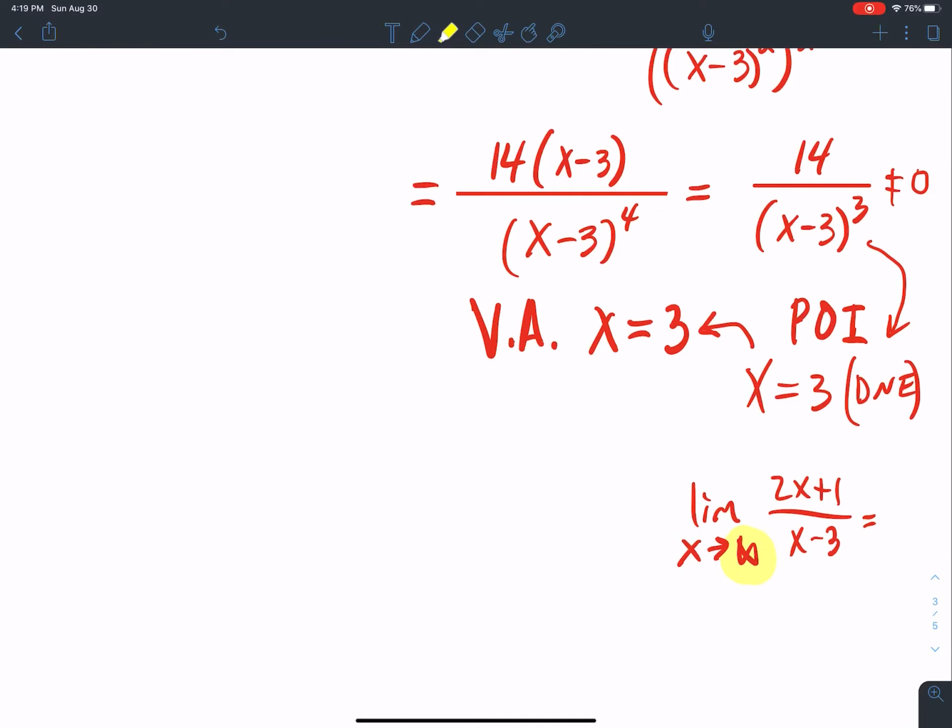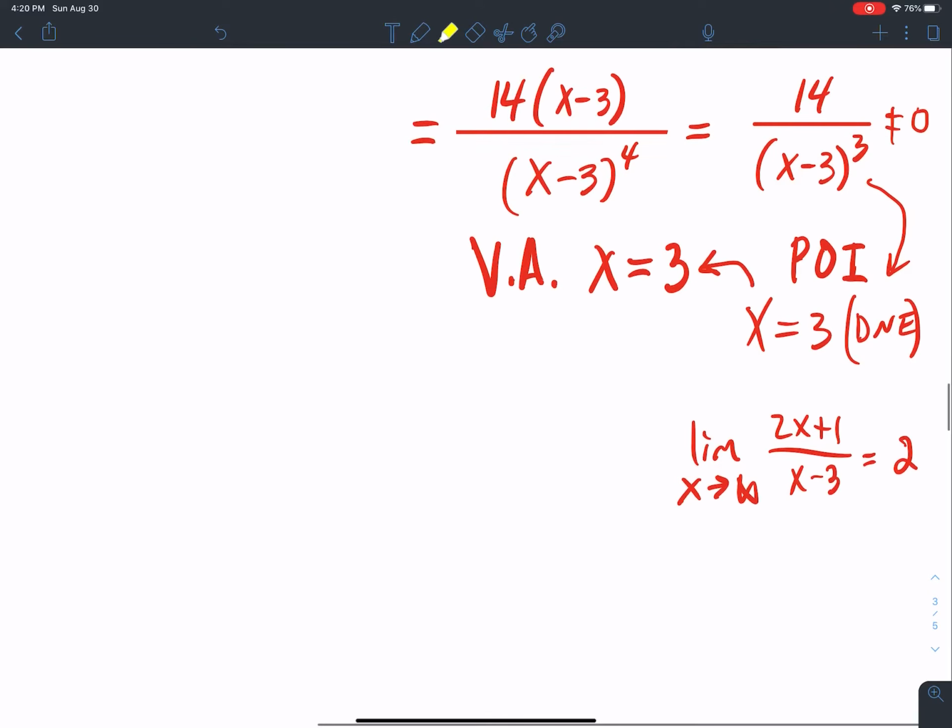So for limits at infinity, I push this out. The numerator and the denominator degree are equal. Therefore, I'm just dividing the coefficients. You think back to college algebra. If you take this limit here, you're going to get 2. Okay? Work out that reciprocal thing.